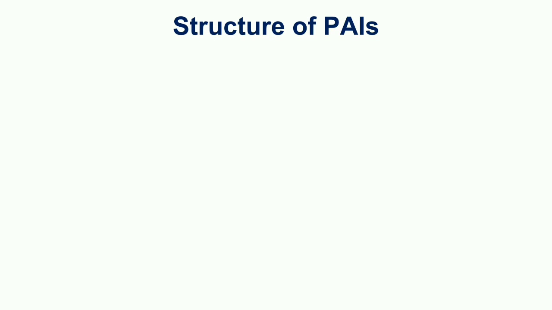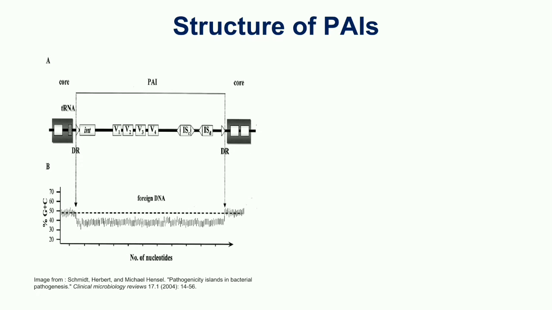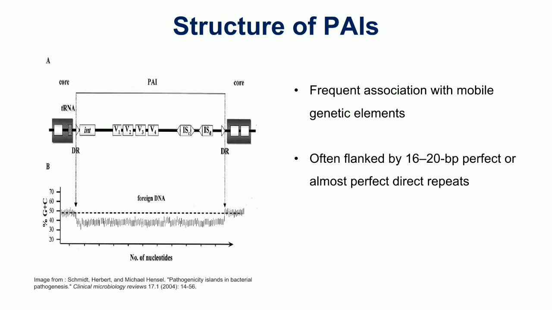Let us now move on to study the structure of pathogenicity islands. As you can see in this diagram, there are two distinct regions. The first one being the core genome and the second being the pathogenicity island inserted or integrated inside the core genome. So, the pathogenicity islands are frequently associated with mobile genetic elements, that is, presence of direct repeats. They are often flanked by 16 to 20 base pair perfect or almost perfect direct repeats.